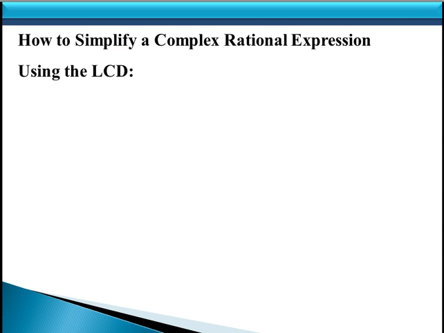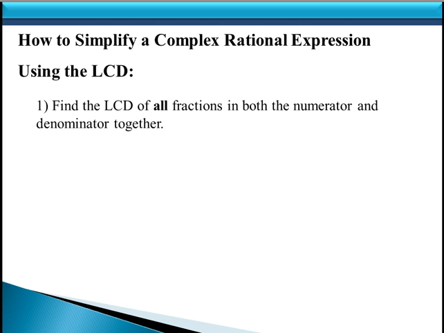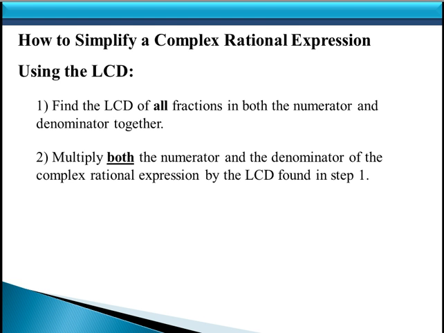The first method is by using the least common denominator. So here are the steps of how to simplify a complex rational expression using the least common denominator. The first step is to find the least common denominator of all the fractions in both the numerator and the denominator together. The second step is to multiply both the numerator and the denominator of the complex rational expression by the least common denominator that you found in the first step.